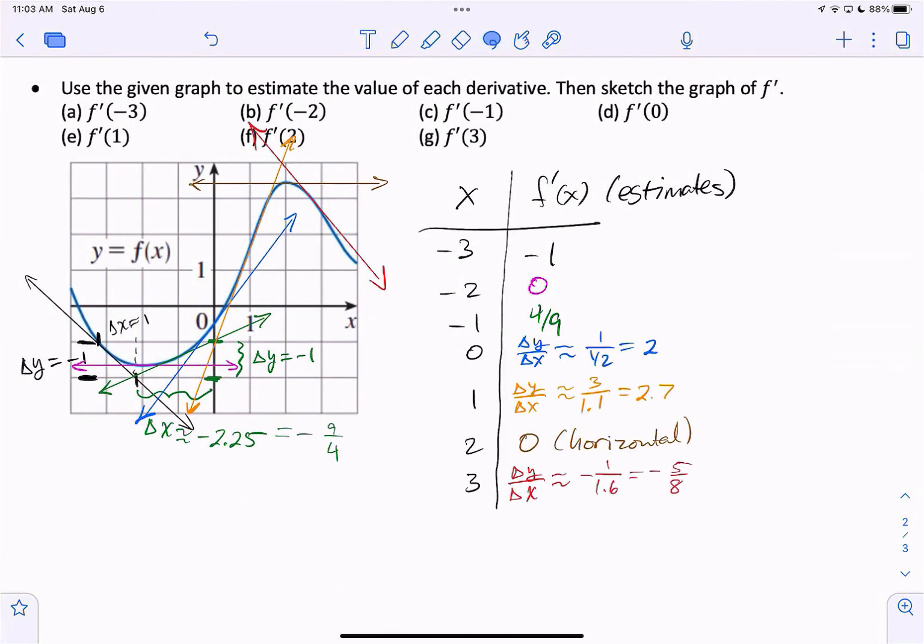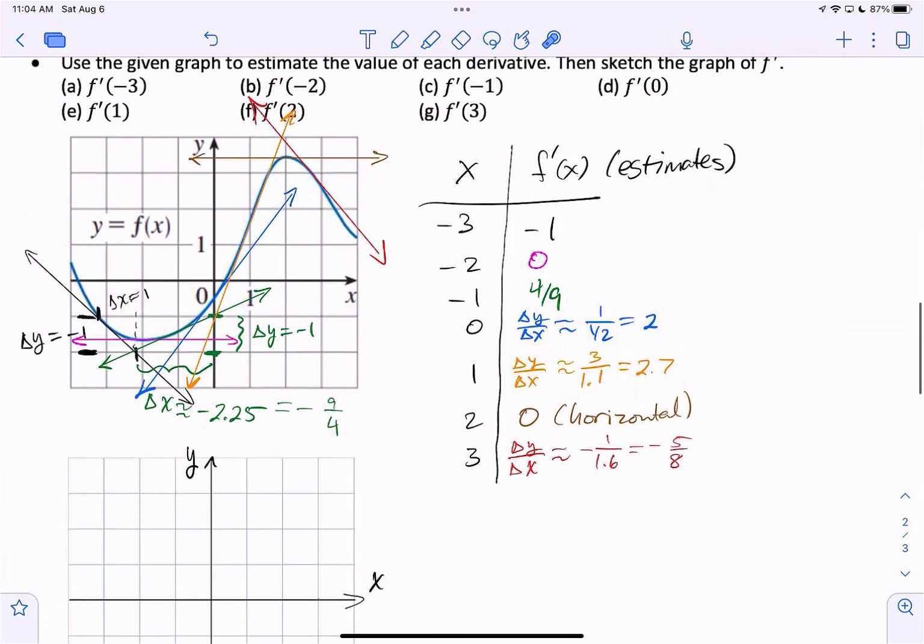Now that you see what I'm doing, I'll go ahead and make estimates for the rest of these. All right, so I've come up with my numbers here. At 0, I'm saying the slope of the tangent line is about 2. At 1, I did a rise of 3. I looked at what looks like a y-intercept for the orange tangent line, and I went up 3, and it looks like that's over about 1.1, maybe 1.2, something like that. You may say, well, you're making these up. Well, of course I am. These are estimates. Anyway, at 2, the tangent line is horizontal, and then at 3, the tangent line goes negative again. I said it was -5/8.